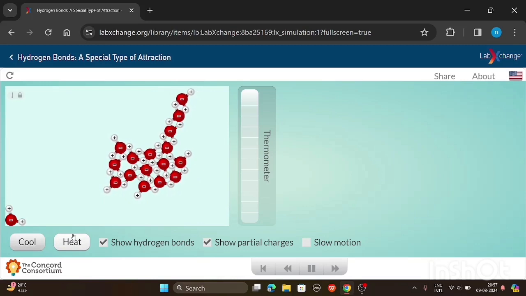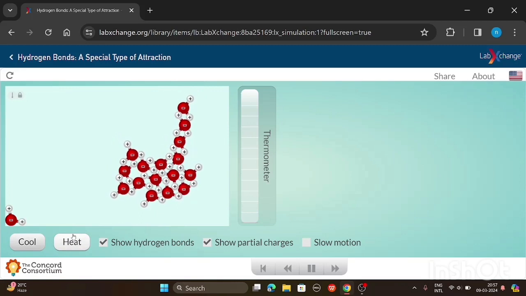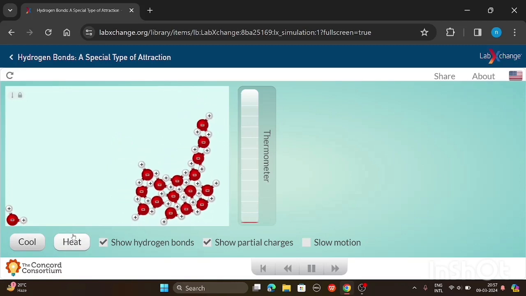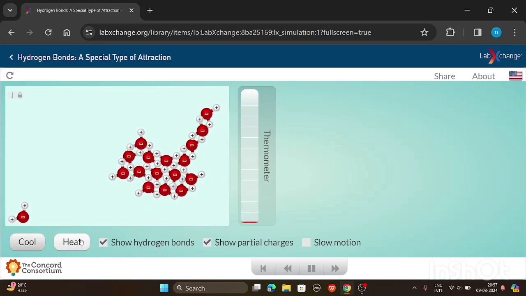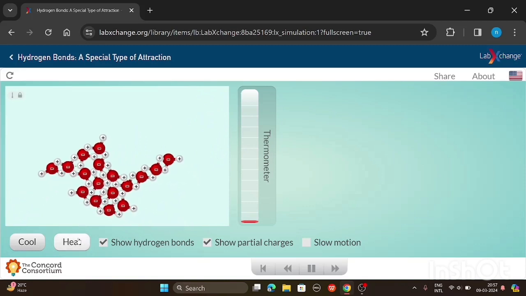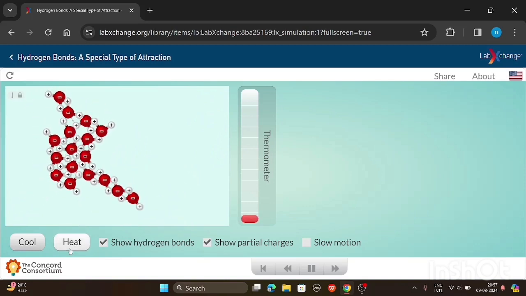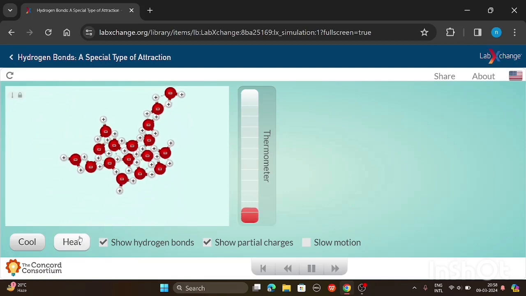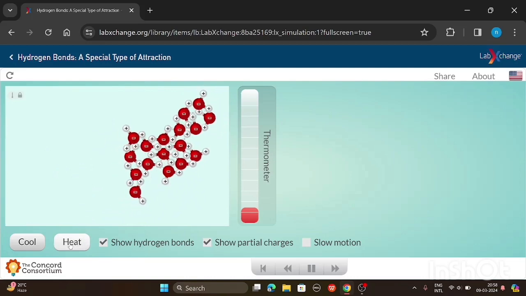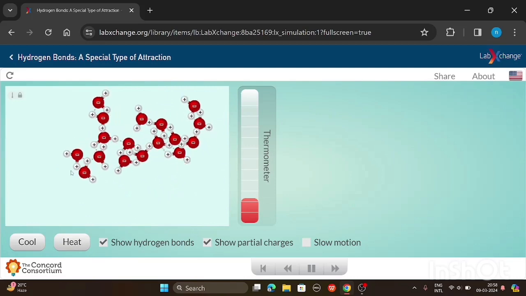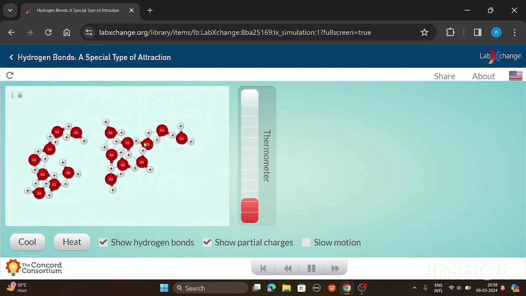Now we can heat it. We can give it heat energy and see what happens. As we are heating, we can see it is vibrating more. We will heat it more, and now the molecules are showing movement. We can heat it more, and now they are vibrating vigorously. We can give more heat energy. Now the hydrogen bonds are going to break very soon. Now the hydrogen bonds are breaking. They are very weak, just associating and dissociating.